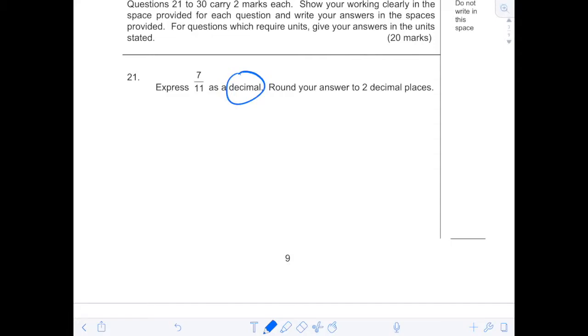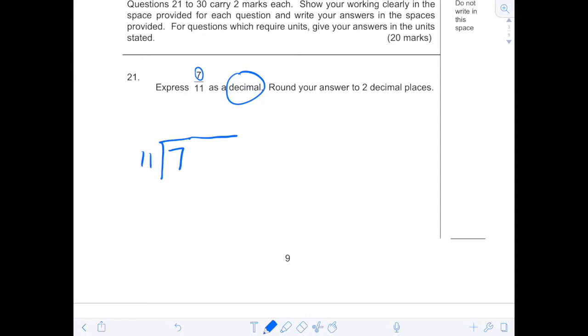Okay. Express 7/11 as a decimal. Now this is a very common one that a lot of people always get wrong. Round your answer to 2 decimal places. So 7/11. It has to be 7, the main one, first, then wrap it around with the 11. This would require you to use long division because you can't use a calculator in paper 1. So 7 divided by 11.